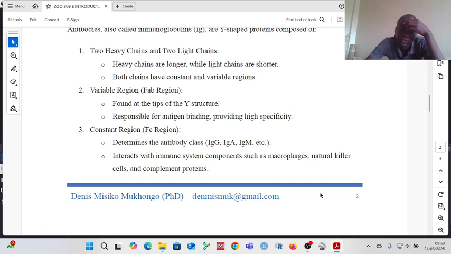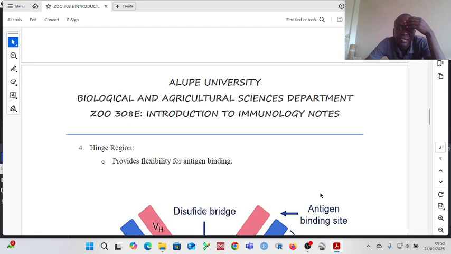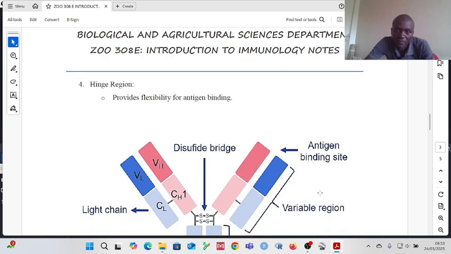The constant region determines the antibody class or the antibody type. Okay, so is it immunoglobulin G? Is it immunoglobulin A? Is it immunoglobulin M? That is determined by the constant region of the antibody. Then there is a hinge region which just joins the 2 arms together so that it can increase flexibility.